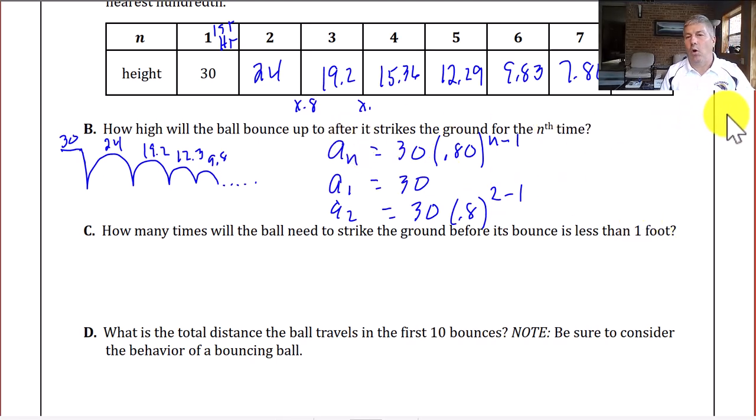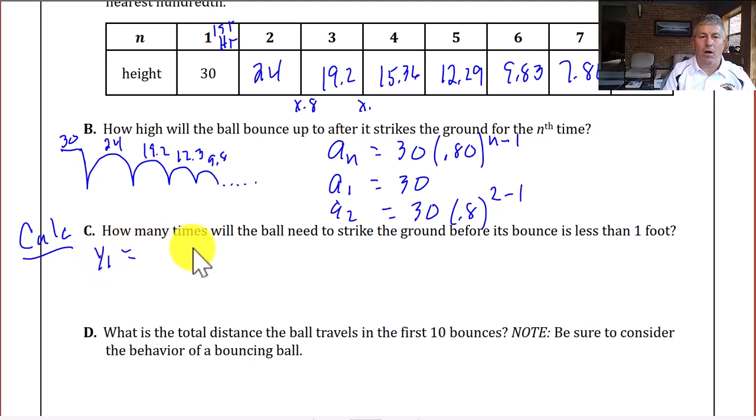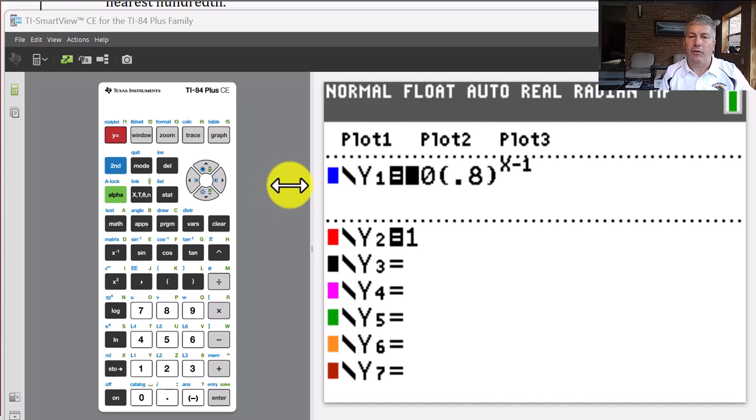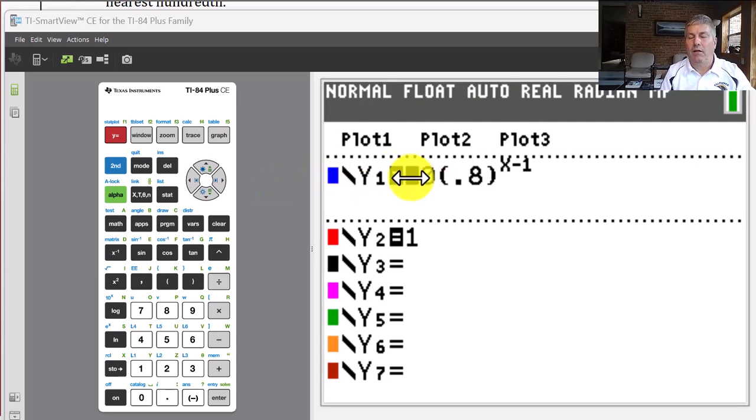Well, we could keep going and just write all this out, but what I'm going to do is use my calculator and input the formula into it. So I'll have y sub 1 equals my original formula, and then for less than 1 foot, we'll graph y equals 0 and see where they intersect. Actually, we're going to graph y equals 1 because we want less than 1. So I zip over to my calculator and input 30 times 0.8 raised to the x minus 1, and then I input y equals 1.